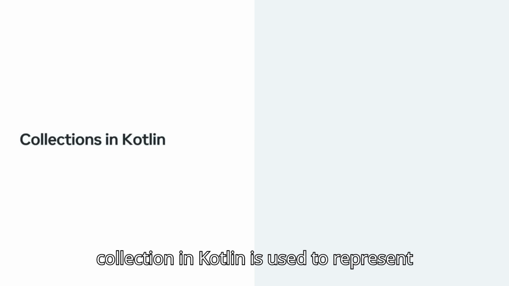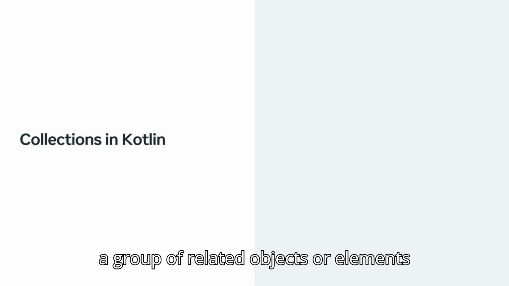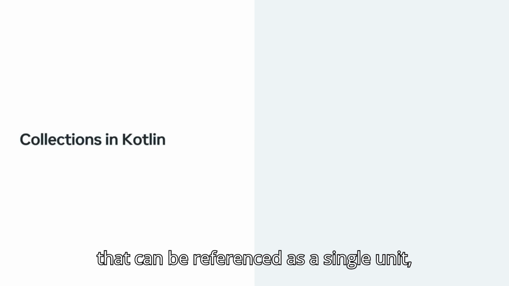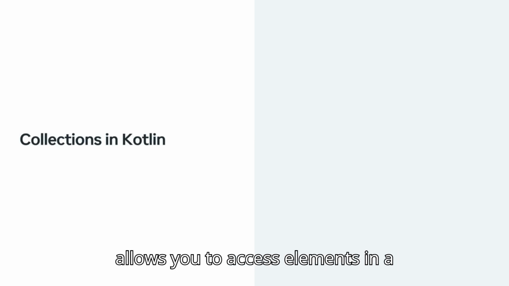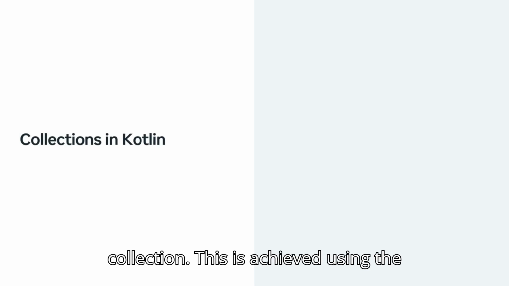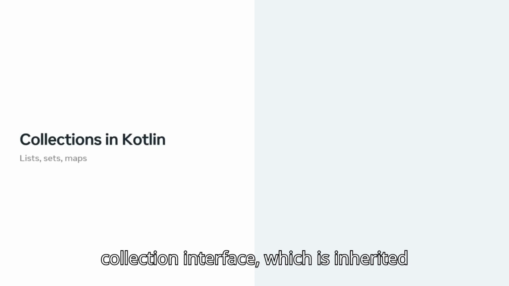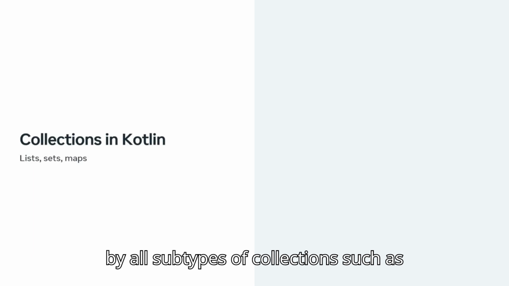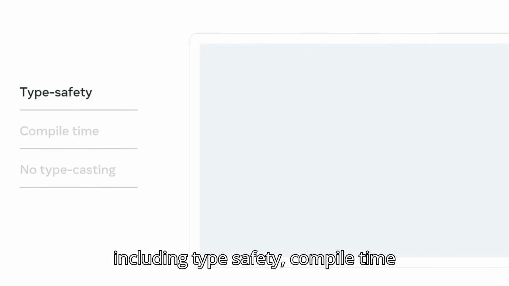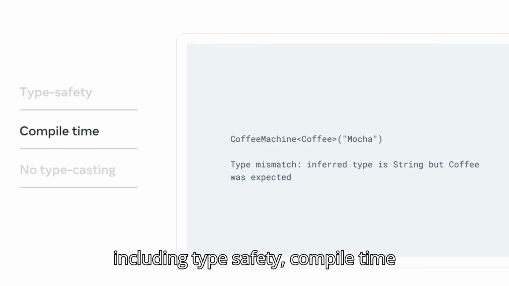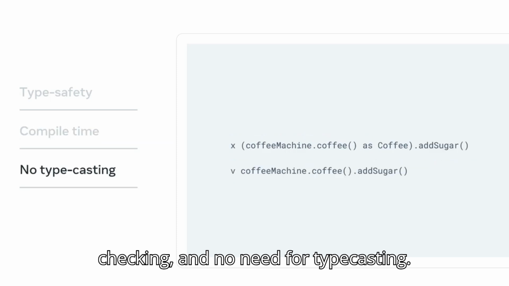A collection in Kotlin is used to represent a group of related objects or elements that can be referenced as a single unit, perhaps using a variable. Kotlin allows you to access elements in a collection, independent of the exact type of objects or elements stored in a collection. This is achieved using the collection interface, which is inherited by all subtypes of collections, such as lists, sets, or maps. Generics have particular advantages in Kotlin, including type safety, compile time checking, and no need for typecasting.